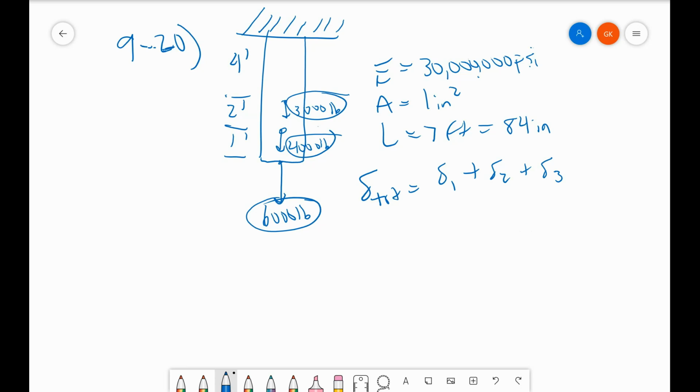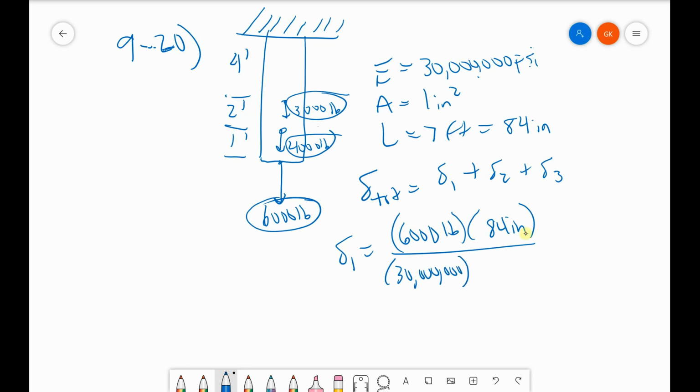So we'll call this guy delta 1. And that's equal to 6,000 pounds, and we have the length, which is going to be 84 inches, because that's the full length for this guy, over 30 million times the area, which is 1 inch squared. And that's going to be equal to 0.024 inches.